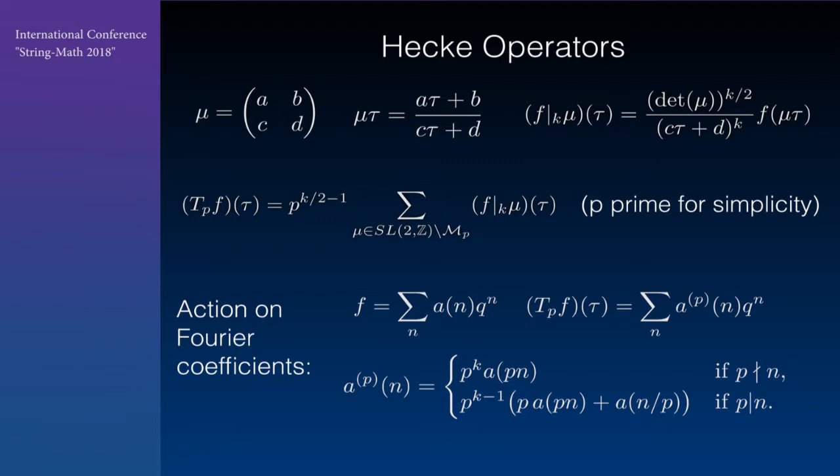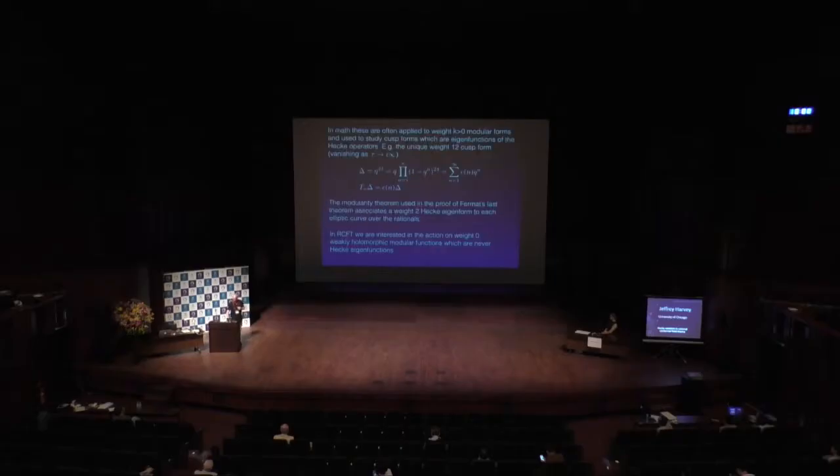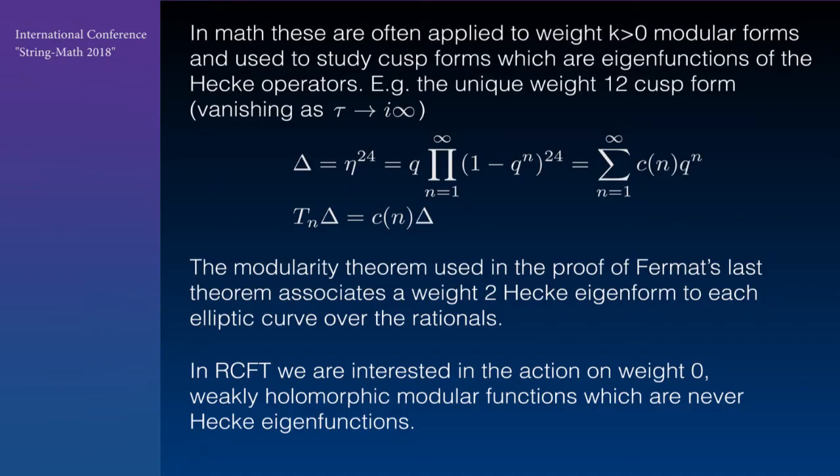Hecke operators exist for any positive integer, but the formulas are simpler for prime, so I restrict to that. In math, well, I'm not a mathematician, so I probably shouldn't say, but my understanding is that they are mainly applied to cusp forms, that is, modular forms which vanish as you go to tau equals i infinity, or more generally to any of the cusps in the fundamental domain, if you are looking at a modular form for some congruence subgroup.